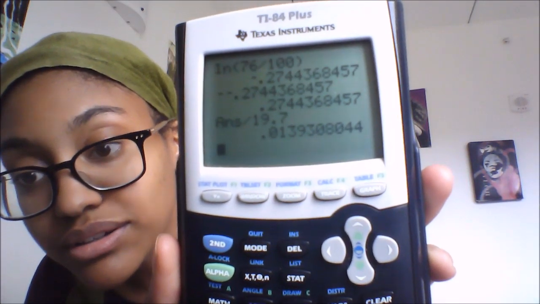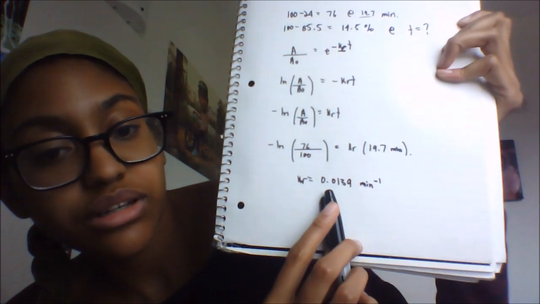And then we just divide it by the minutes. And we get kR. You can see it, hopefully there's no glare. kR is equal to 0.0139 minutes, but with the negative 1 exponent, because the time was in the denominator. So it's going to look like this.